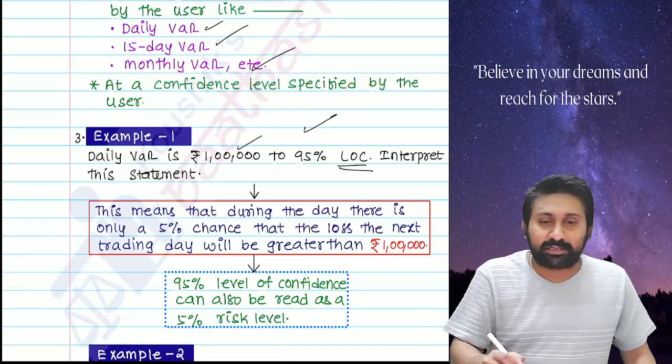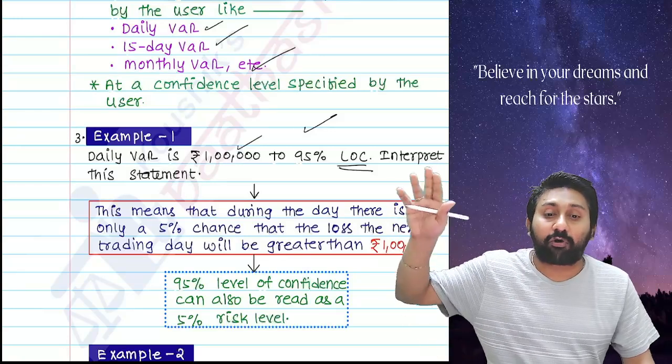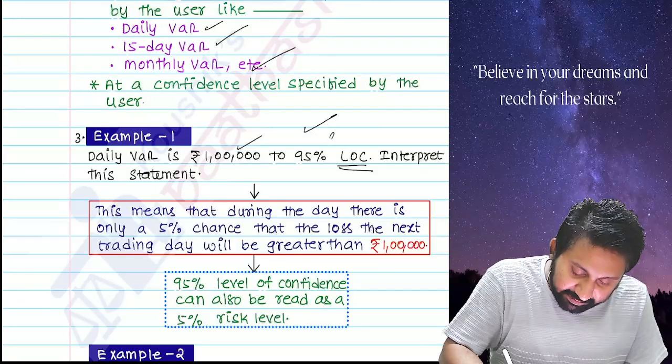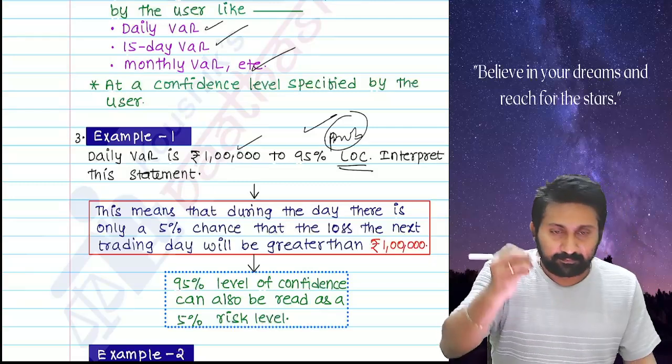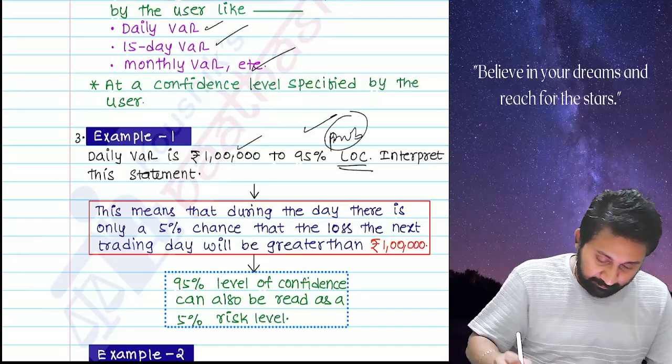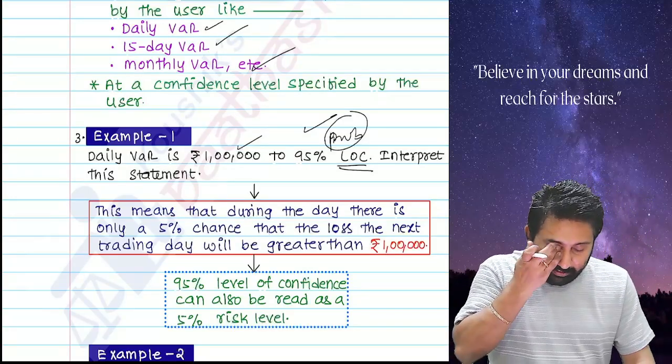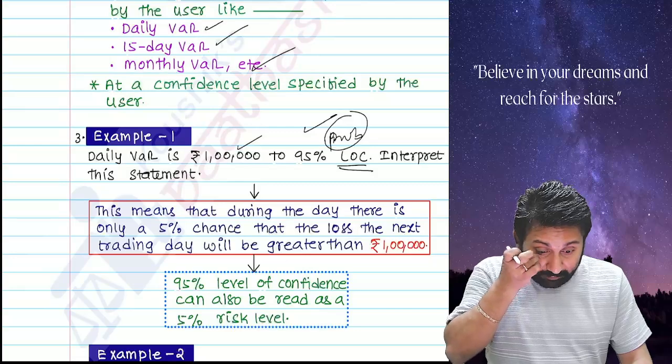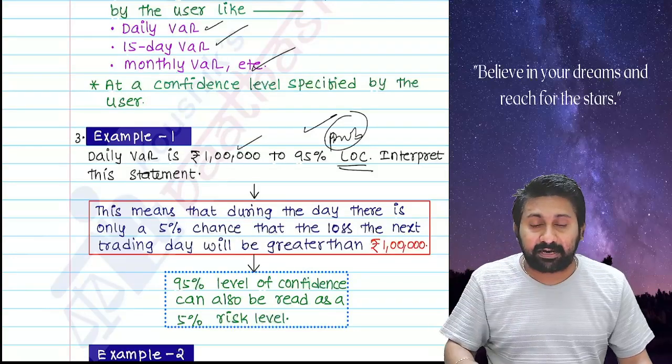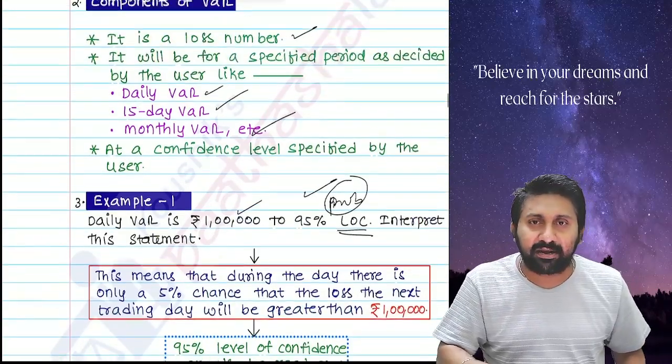What do you mean by LOC? LOC means level of confidence. Level of confidence means probability. See here. Daily VAR is 1 lakh at 95% level of confidence. Do you know what do you mean by that?